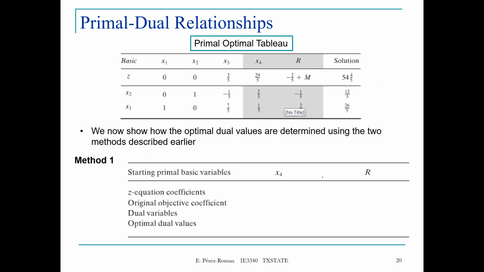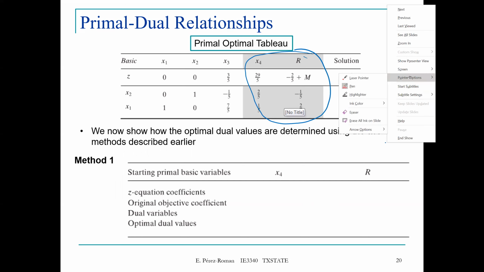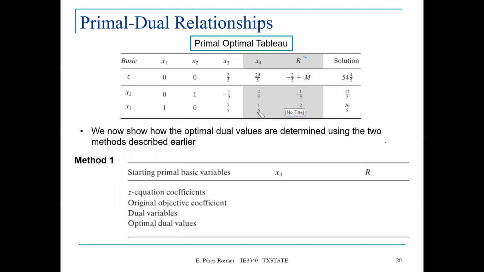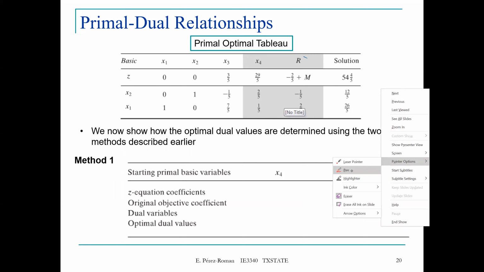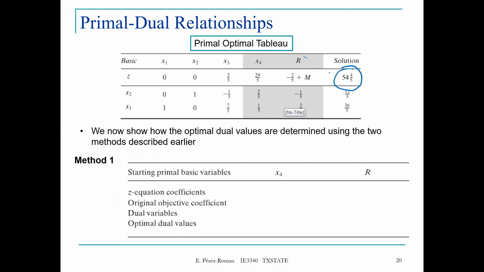So here's the optimal primal tableau. This is after applying the M method. This is the optimal solution for the problem. And in that shaded area, you can find the location of the initial or starting solution for the problem. That's important because there's some information that's going to help us find the optimal solution for the dual. So the optimal solution for the primal is given in here. This is the optimal solution.